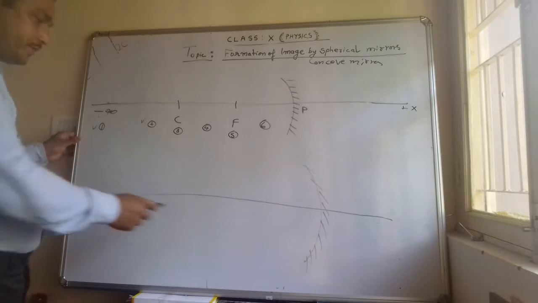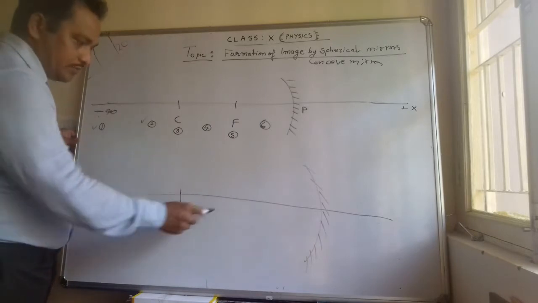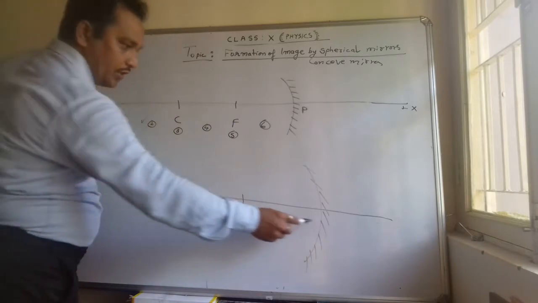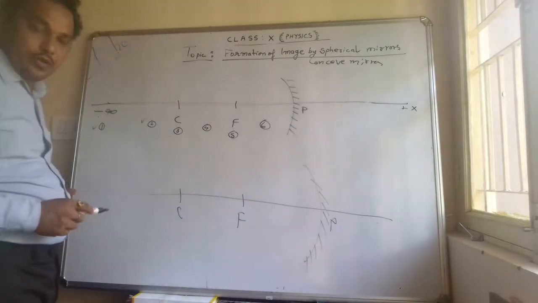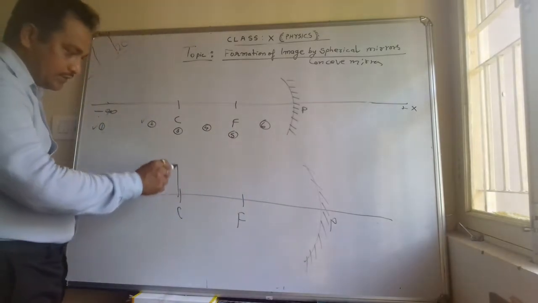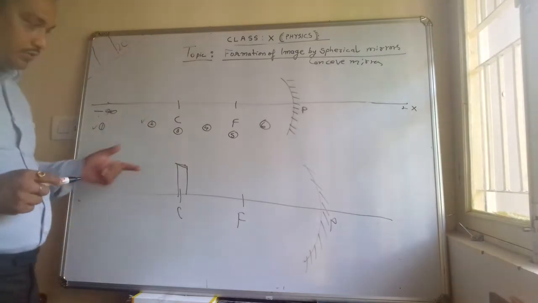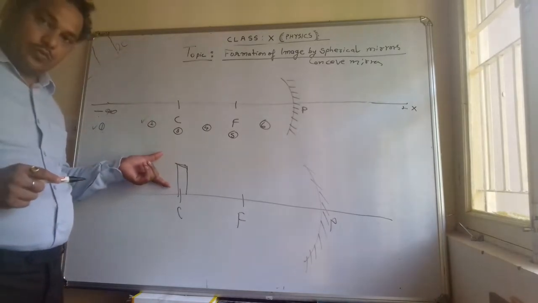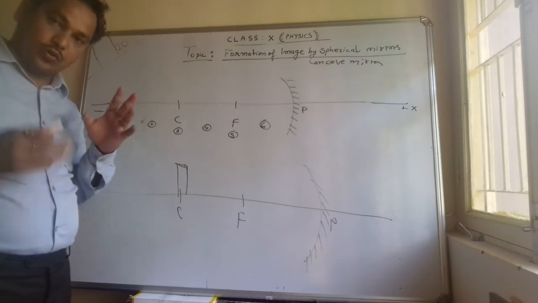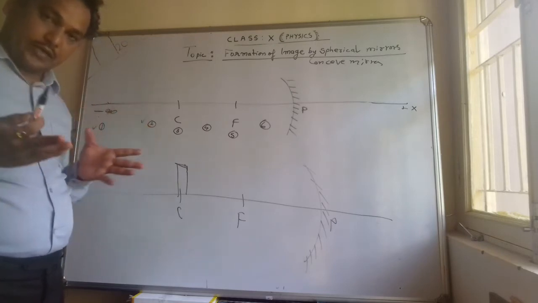Now here this is center of curvature, for example, this is focus and this is pole. Now object is placed where? At the C, at center of curvature. This is an object. Now we are applying the rule. Any two rules we can apply to get the intersection of the rays and get the solution.